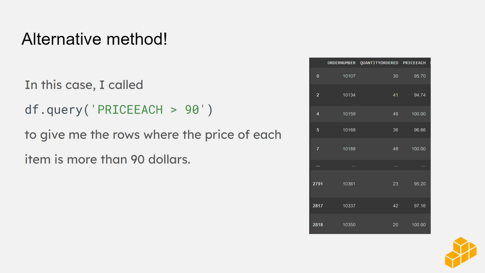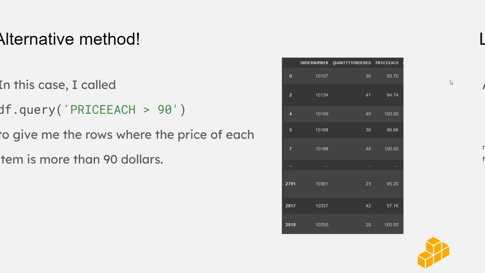So what this does is that it will give all the rows in which your price each is more than 90. So $90 in this case. You can see here all these rows have their price each more than $90, even peaking to 100.